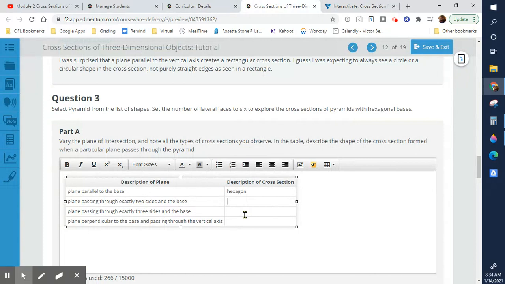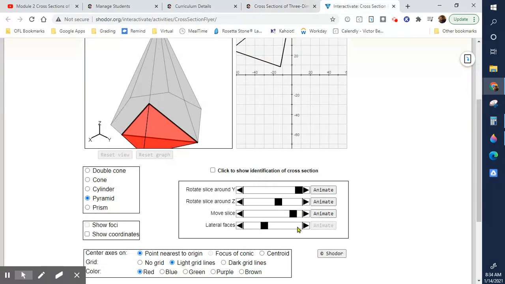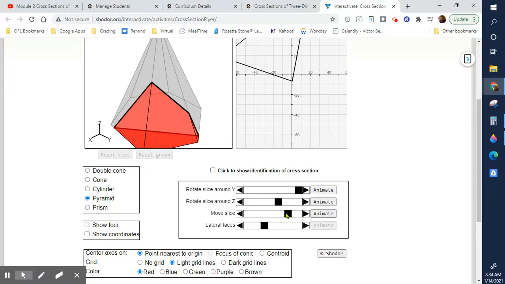Passing through exactly 3 sides and the base. Oh boy, so we had that earlier. Let me see if I can get it again. Let me rotate this a little. Oh, not move it, I want to rotate it. And a few times I actually want to rotate it.